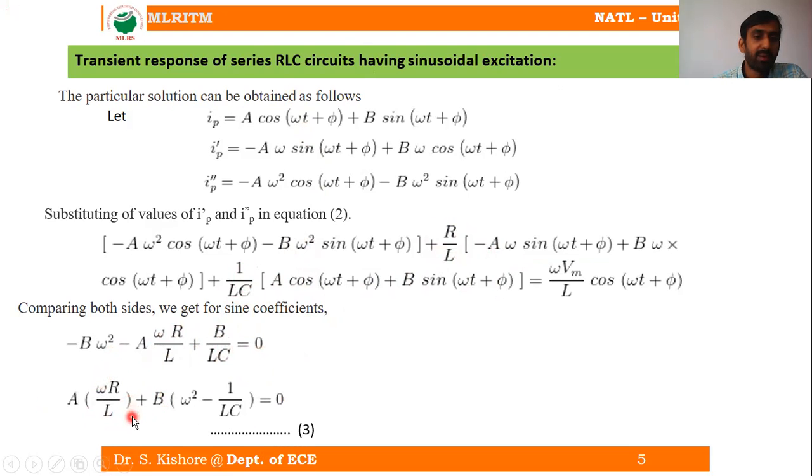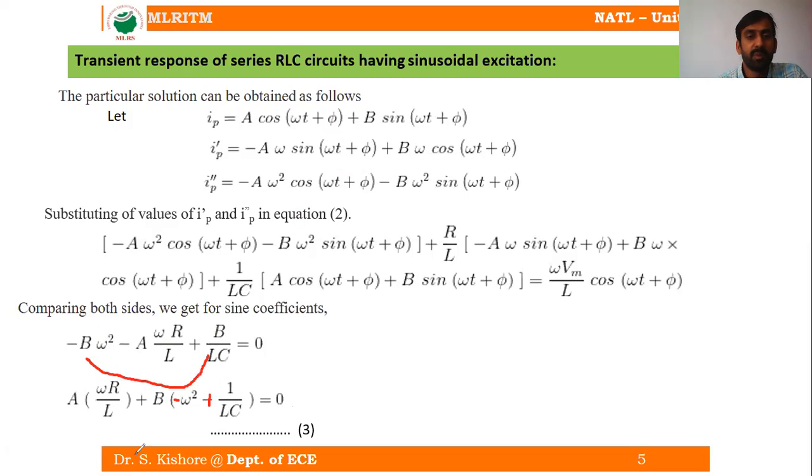A into omega r by l plus b into, taking b as common in these two expressions, so what you are going to have, taking b as common, 1 by lc, right, plus b if we take common, omega square minus 1 by lc is going to be equal to 0, right? Or else you can say it is minus omega square plus 1 by lc, right? So which is equal to 0.